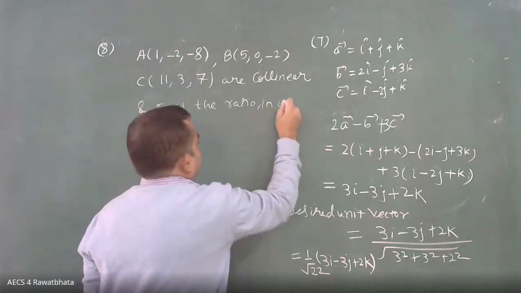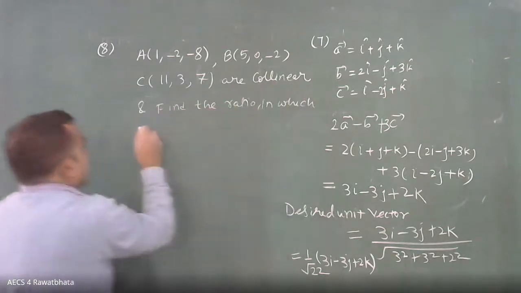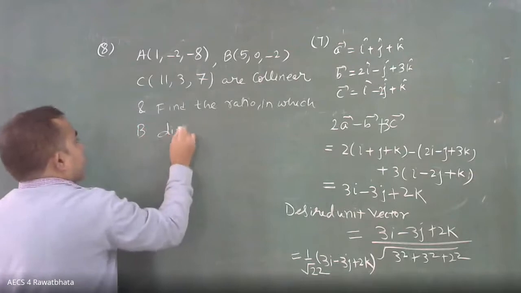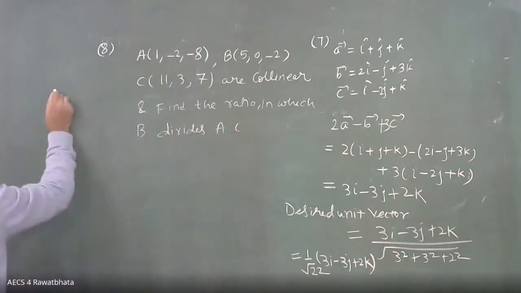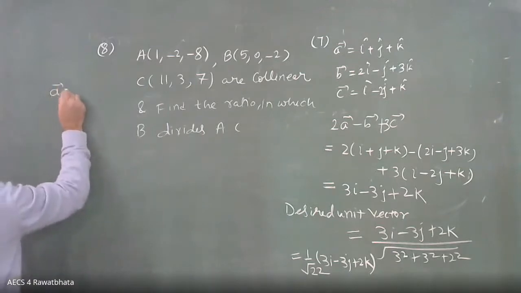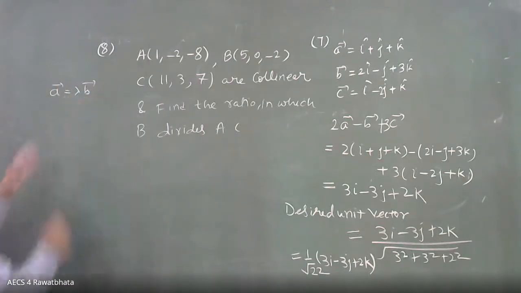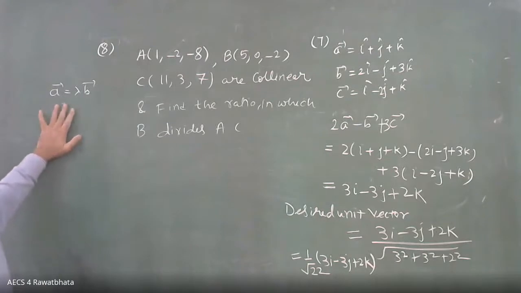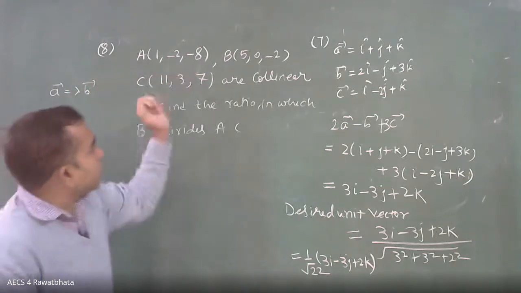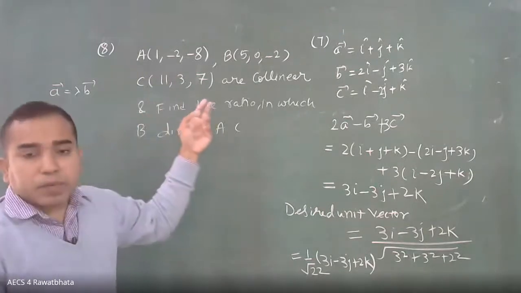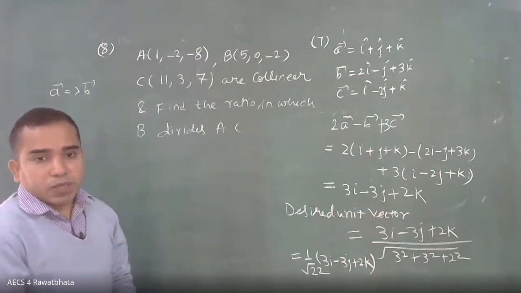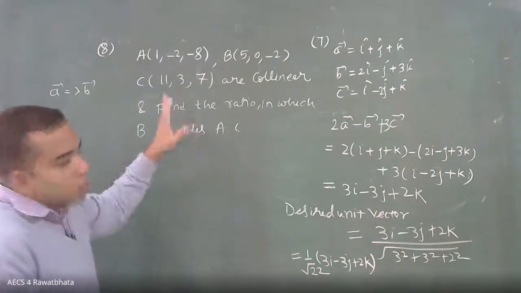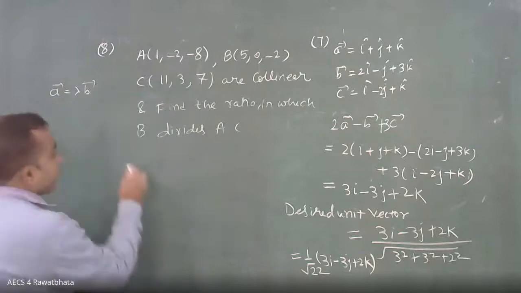Okay. Because of collinearity, show that one vector A is equal to lambda B. If you want to show that two vectors are collinear, you show A is equal to lambda B. That is one method. Another method: you find the AB vector and the BC vector and prove that the components are in the same ratio. You can choose any one method from these. You will also understand what the ratio will be. Before that, let me find out AB.